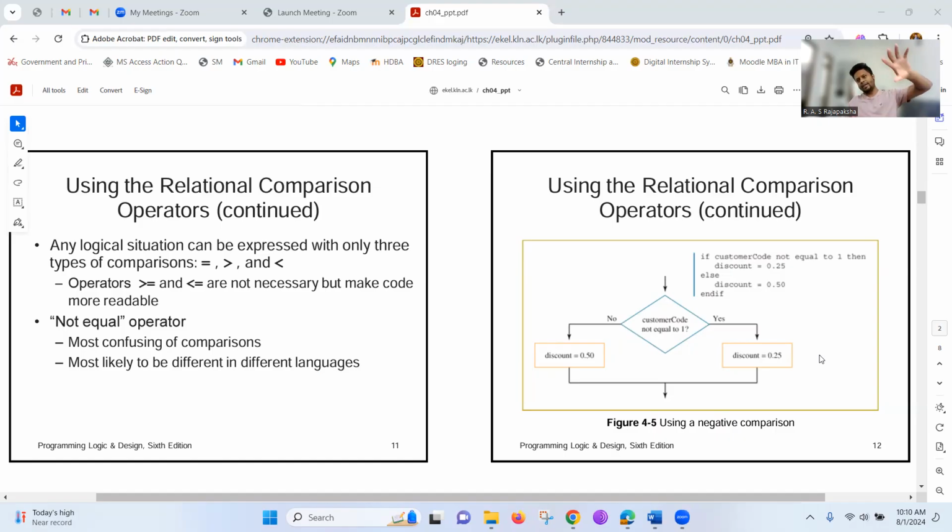So very basically you need to understand we can use the most important 3 operators, that is equal, greater than, and less than, to make your decisions when you are going to develop your program. That is a very basic thing you need to understand. Please come to the flowchart.